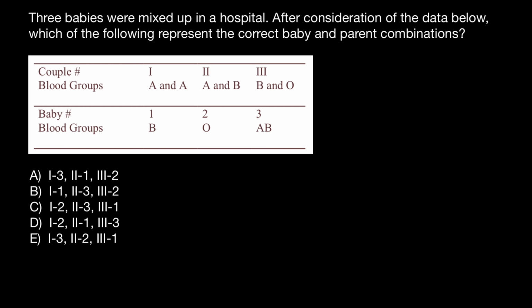Today's problem is: 3 babies were mixed up in a hospital. After a consideration of the data below, which of the following represents the correct baby and parent combinations? And here are the variants to choose from. Let's consider the first variant.